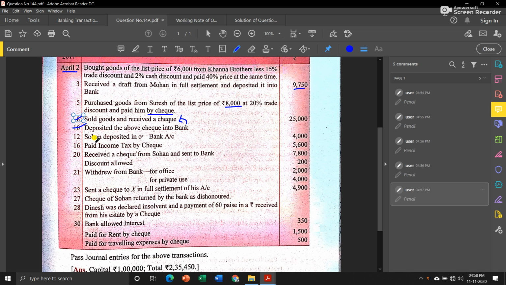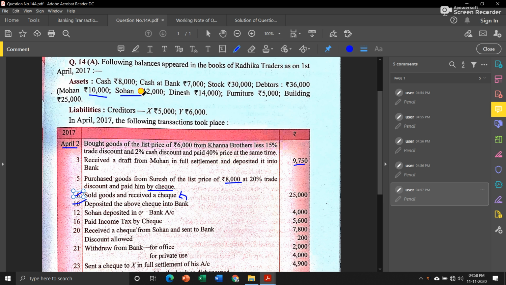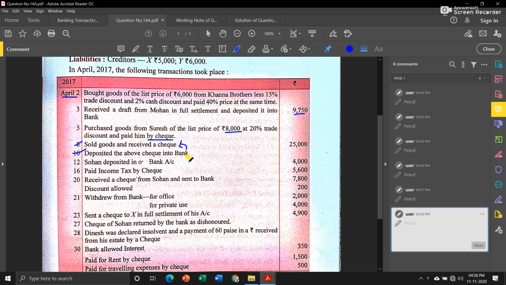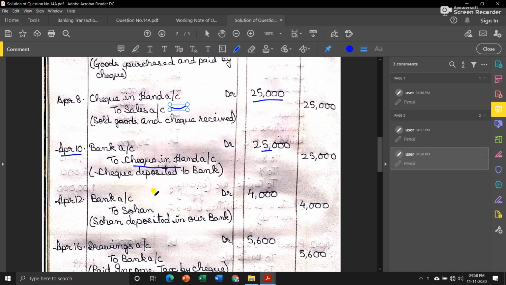Then next is Sohan deposited in our bank account. Now who is this Sohan? See, he is one of our debtors. He deposited directly into our bank. That means rupees 4,000 was deposited into our bank by him. So bank is the receiver of money and Sohan is the giver. So we will debit bank account and we will credit Sohan account by 4,000.